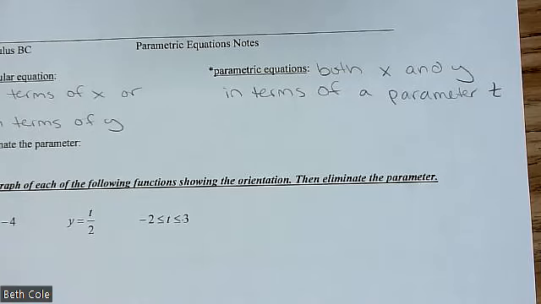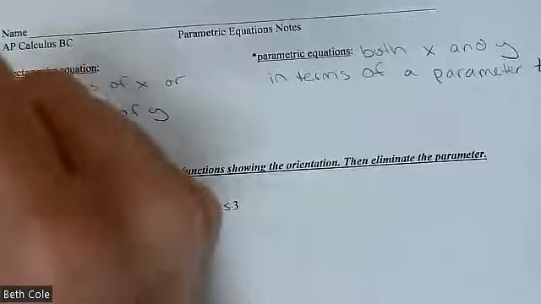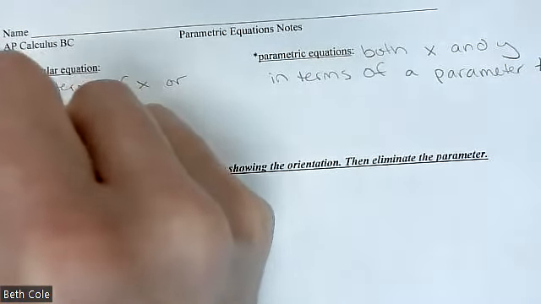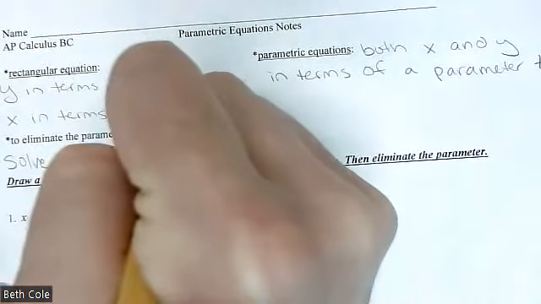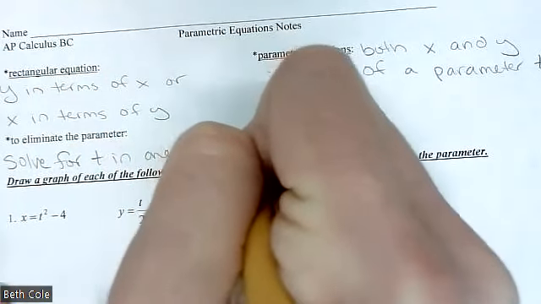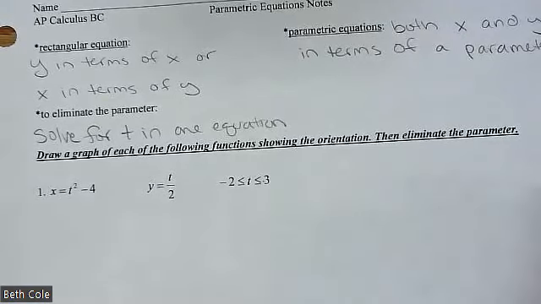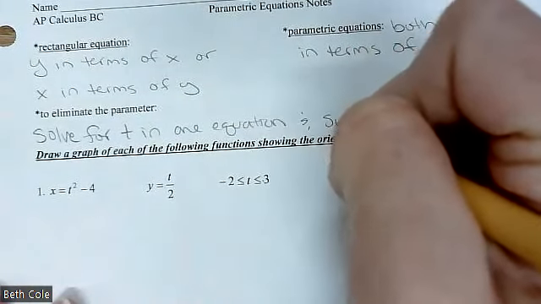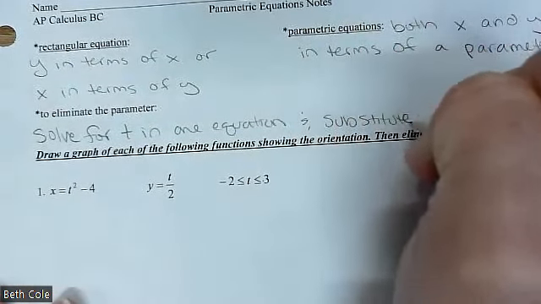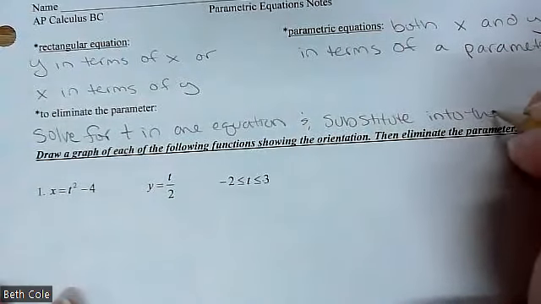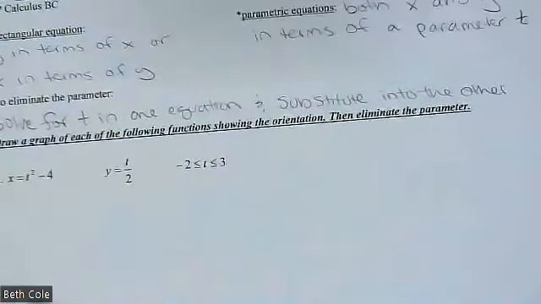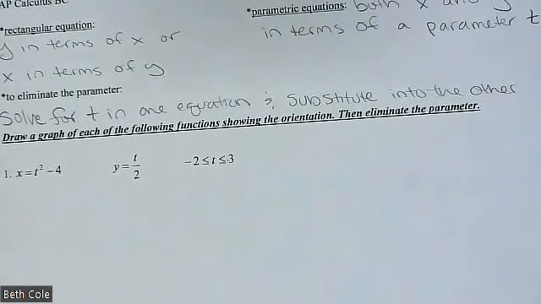All right, if you want to get rid of the parameter and turn it back into rectangular, you're going to solve for t in one equation. Solve for t, and it doesn't matter which one. You want to go for the one that it's easiest to do. Solve for t in one equation, and then substitute into the other. You're getting rid of the t, in other words. So you get t equals in one equation, and then take that and substitute it into the other one, and it'll go away.